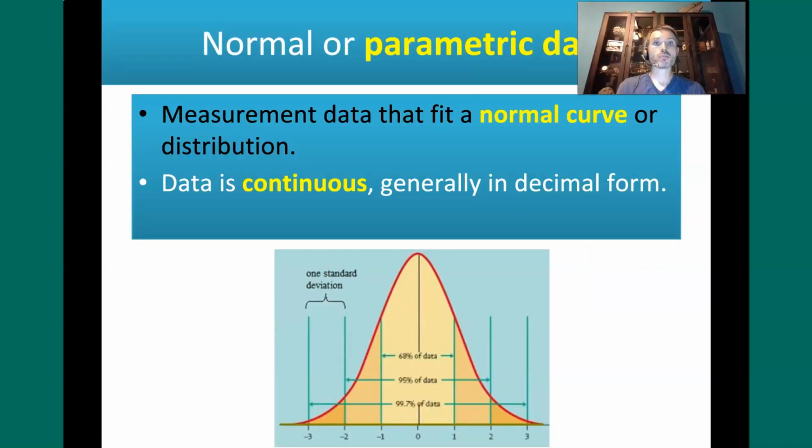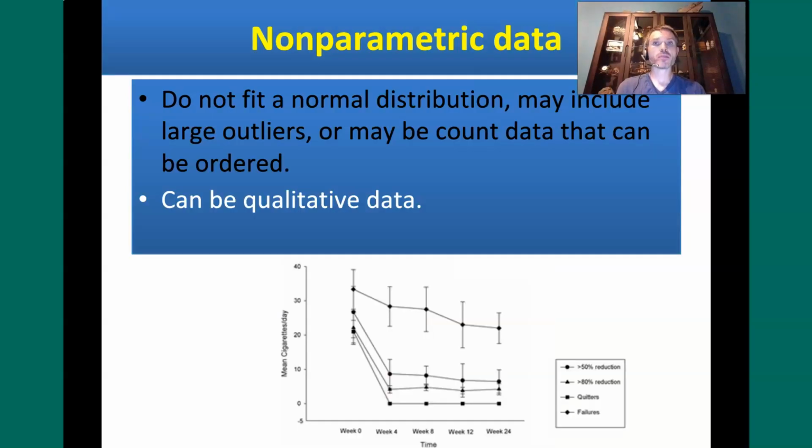So in normal or parametric data, this data can usually fit in a normal curve distribution. As I said before, this data is continuous and is usually generally in a decimal form. In non-parametric data, this doesn't necessarily fit the normal distribution. It may include outliers. The other unique thing about parametric data is it actually could be qualitative data.